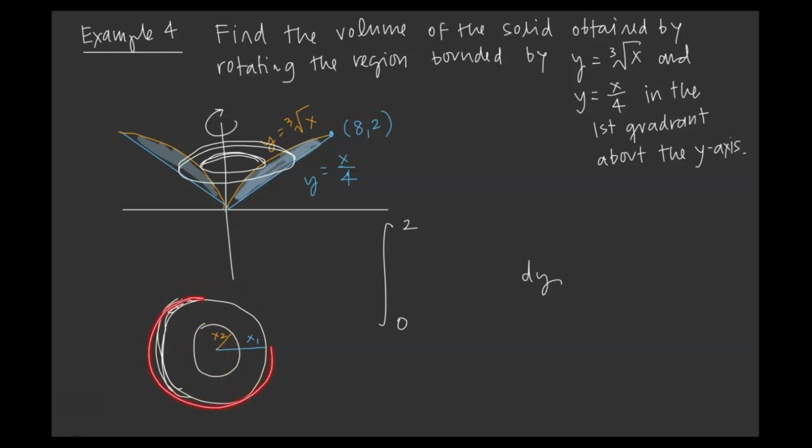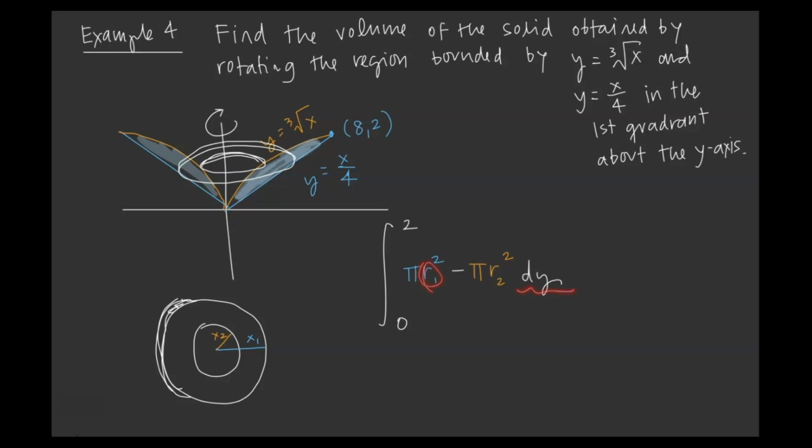The outer circle is being generated by the blue function, the x over 4. So we need the area of that circle, which will be pi r squared. We'll call it r1 squared. And then we're going to subtract the area of the inner circle, r2 squared. So obviously we can't be using r's.